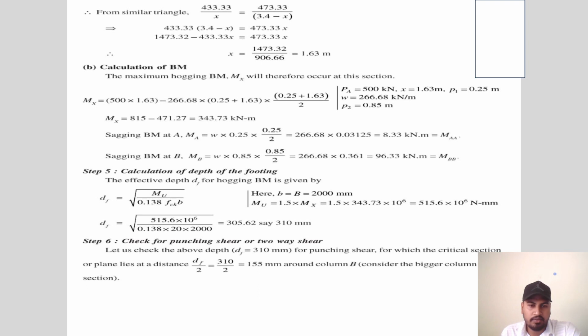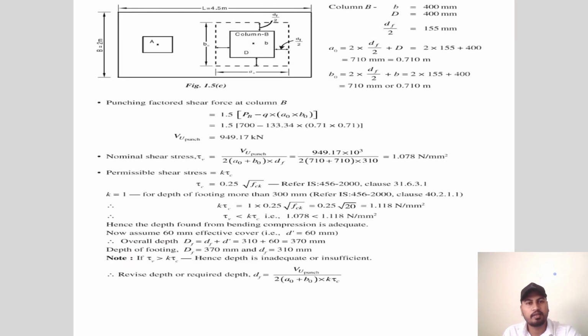Now we'll be checking for punching shear or two-way shear. With the depth calculated, that is 310 mm, the critical section of the plan lies at a distance of d by 2, that is 155 mm, around column B. Here we will be considering column B because it has the bigger column cross section. From here we'll be getting the punching shear force, and since it is factored shear, we will be multiplying it by 1.5.